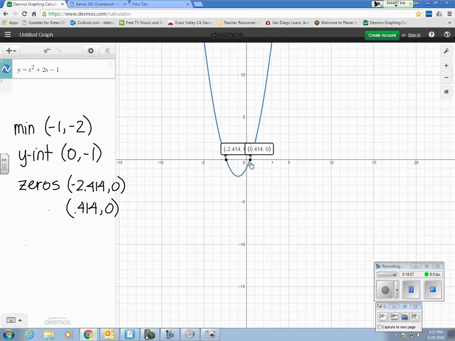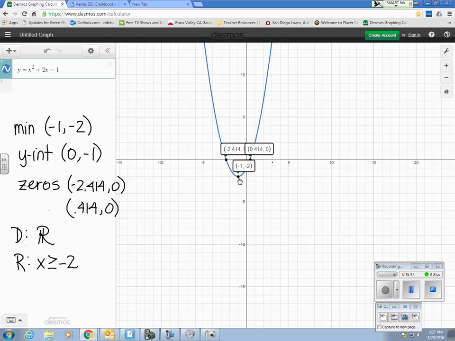My domain is all real numbers. My range, let's see, from the lowest to the highest. My lowest value for my range is negative 2. It doesn't go any further below negative 2. So for my range, I'm going to say y is greater than or equal to negative 2. So it does include negative 2. It is part of the vertex.